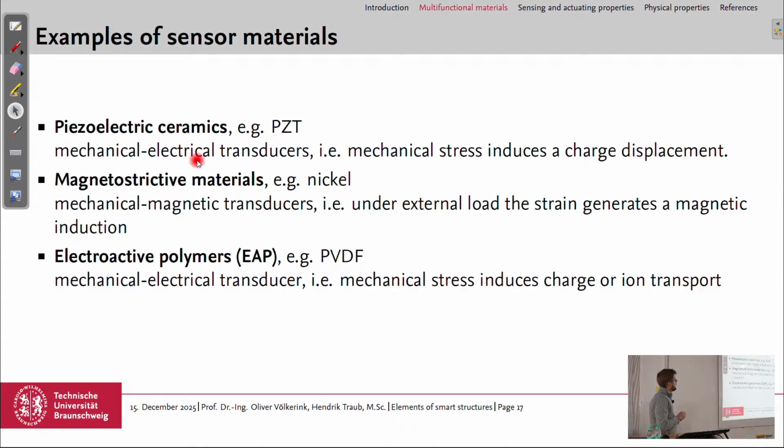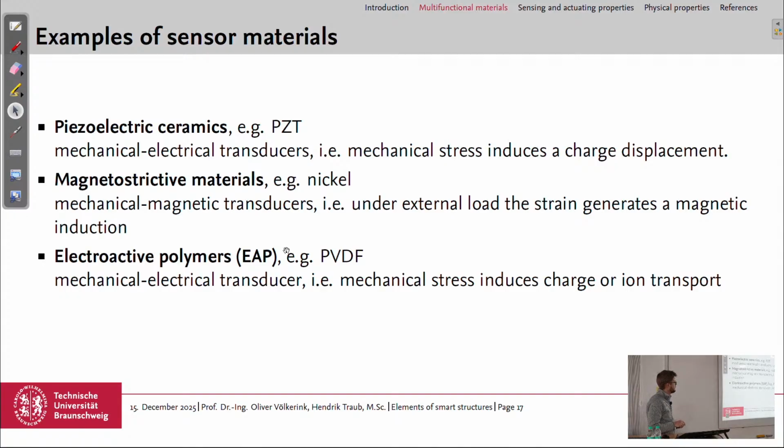So piezoelectric ceramics, for example, PZT, lead zirconate titanate, which is the most common material, is a mechanical electrical transducer. So a mechanical stress induces a charge displacement. This is the effect in this material. The magnetostrictive materials, for example, nickel or niobium, are a mechanical magnetic transducer. So under an external load, the strain generates a magnetic induction.